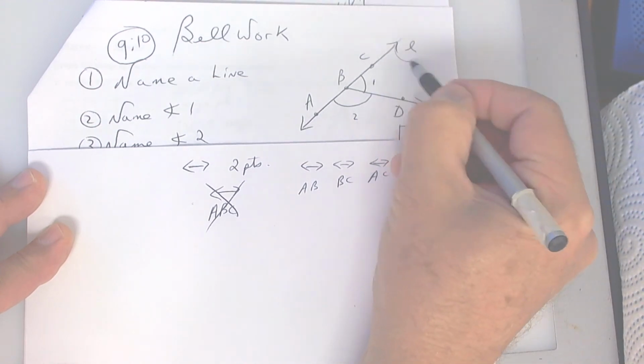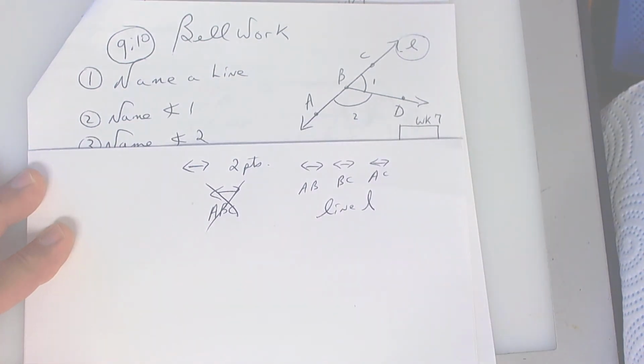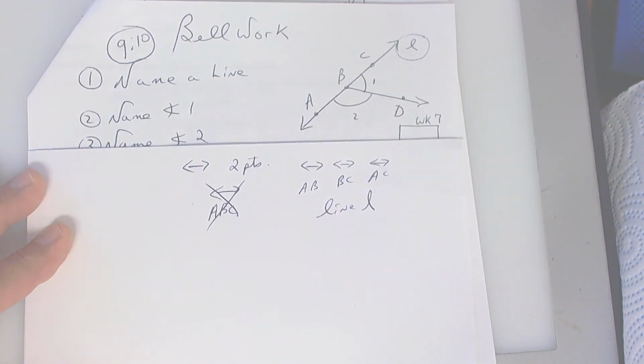And you can say that fancy L. You could say line L. Those are all the ways to name a line. You could go backwards. You could say BA or CA. There's a lot of ways to do it, but you cannot use 3 points. Memorize that. It's on the EOC.